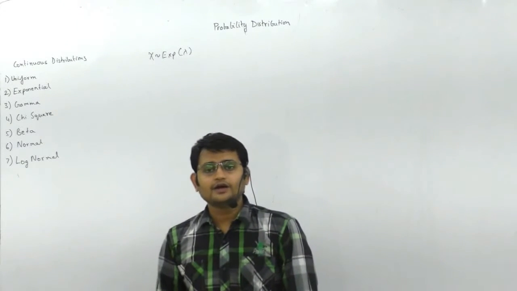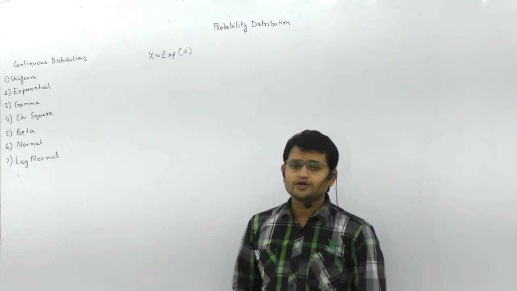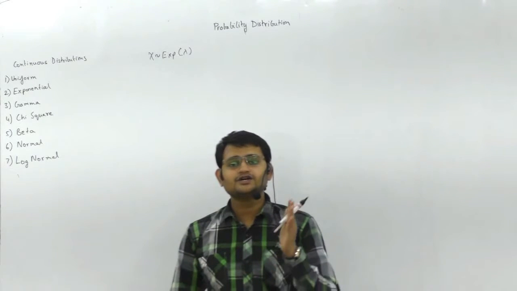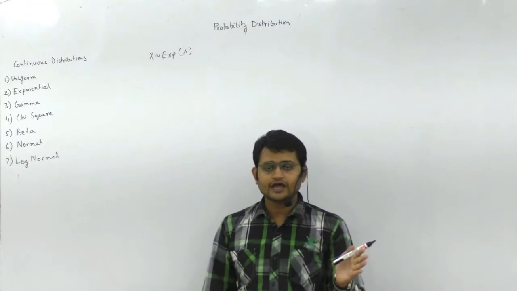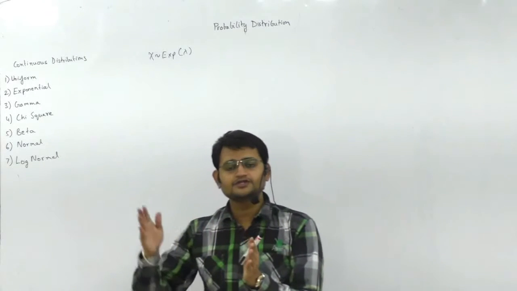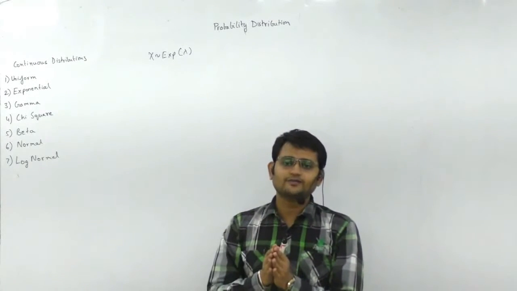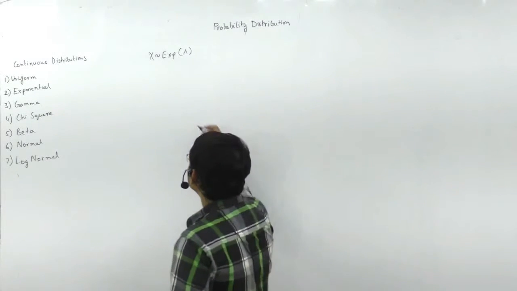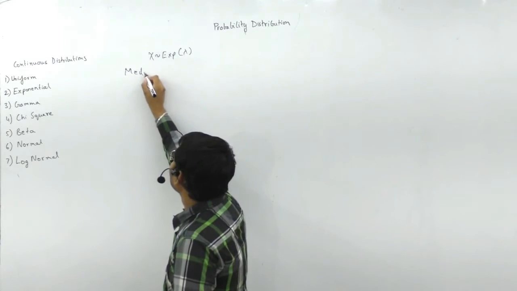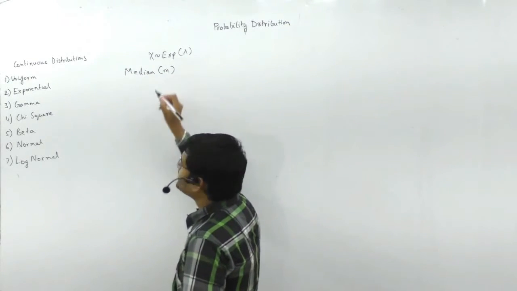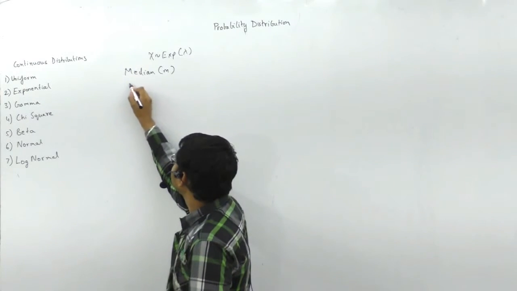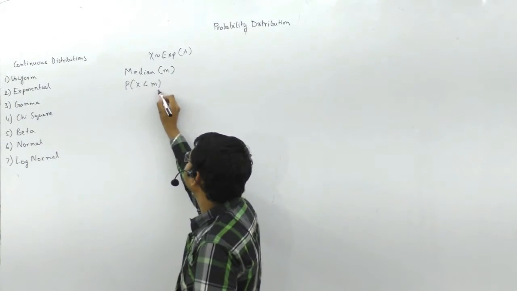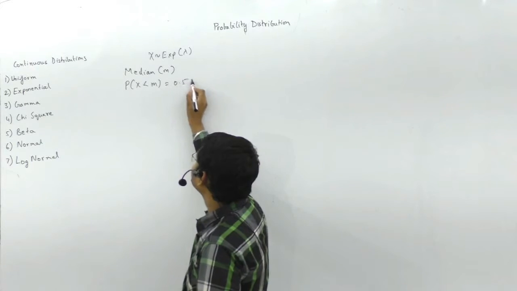Now let's find the median of an exponential distribution. Now what is the median of any distribution? Median is that point which divides our whole population 50-50. That means 50% of the population is less than that particular value and 50% of the population is more than that particular value. So if I want to find the median, I'll just write that as m. Then I can say that the probability of x less than the median should be equal to 0.5.